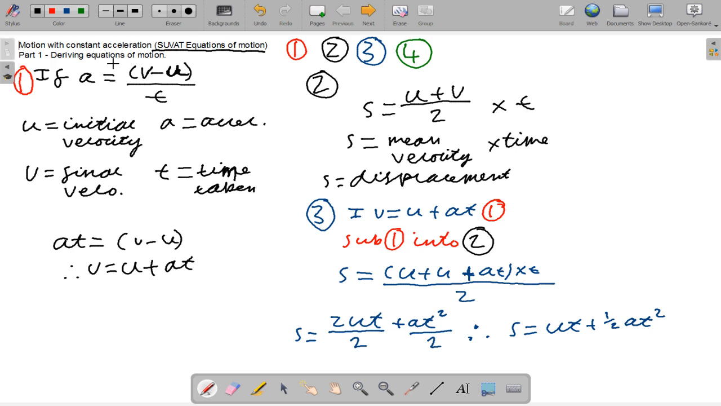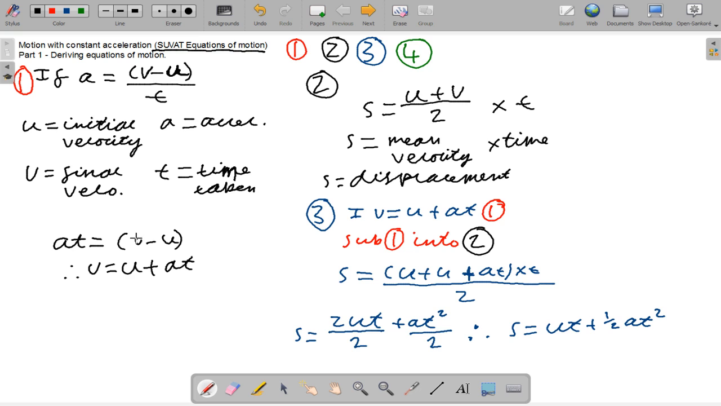So first we're going to derive the equations of motion. There are four equations you need to remember, and they all involve deriving sets of equations. This first one allows you to derive almost all three of the other ones. If a equals v minus u over t, or basically the final velocity minus the initial velocity, all divided by time, you can find acceleration.